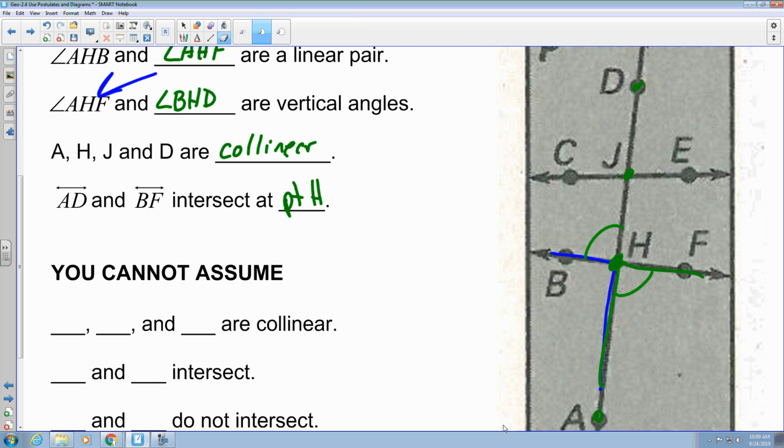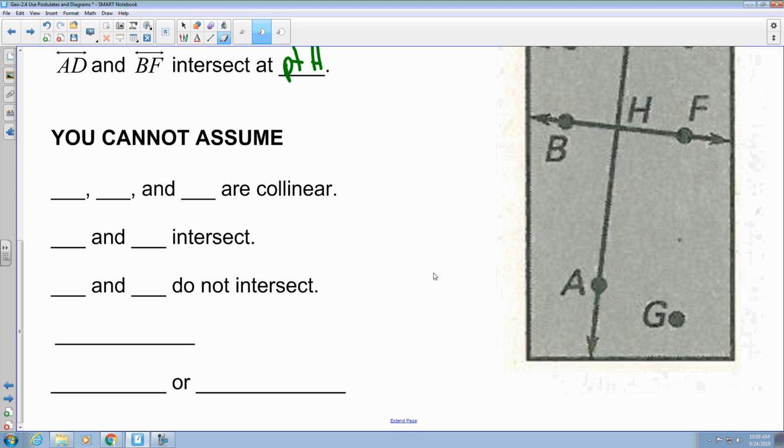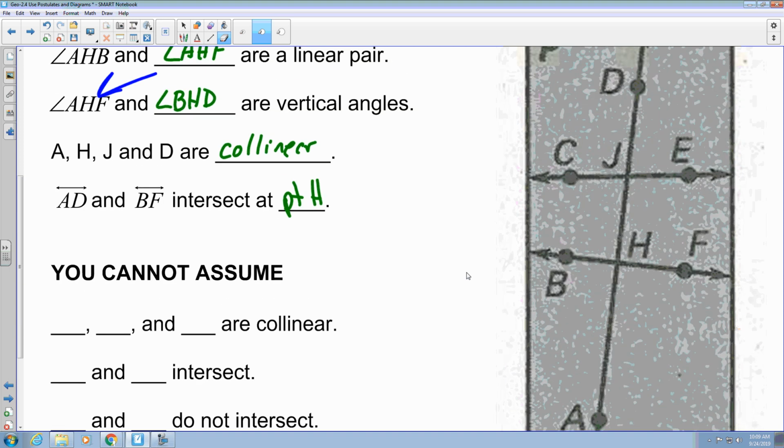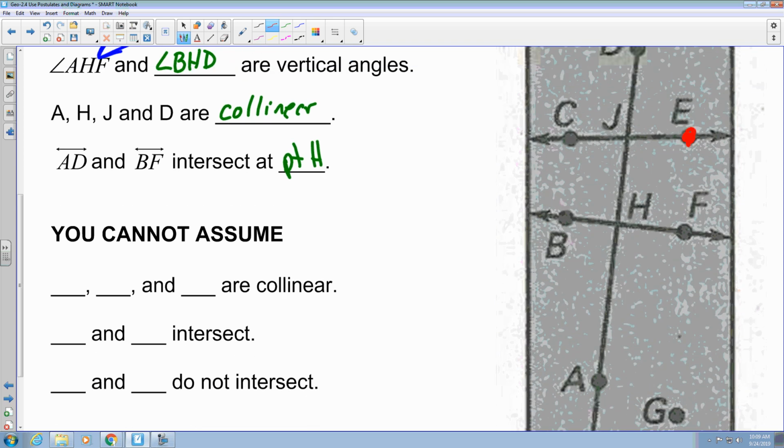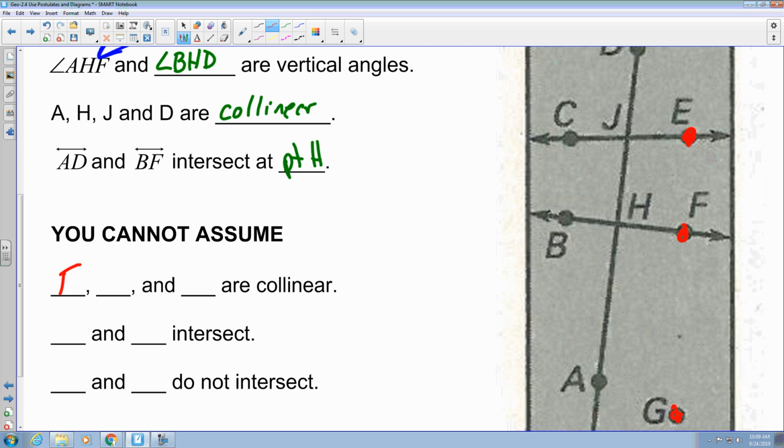Next, I'm just going to do some erasing. There are some things that we cannot assume. So here it says blank, blank, and blank are collinear. We can't assume that apparently 3 points are collinear. So actually, I cannot assume that E, F, and G are collinear. Could they be? Possibly, but there's no other information that's telling us that. So E, F, and G, I can't assume that they're collinear. I also can't assume that they're not collinear either.